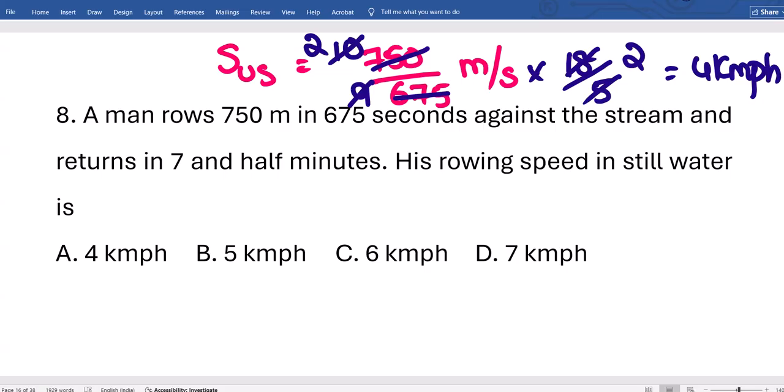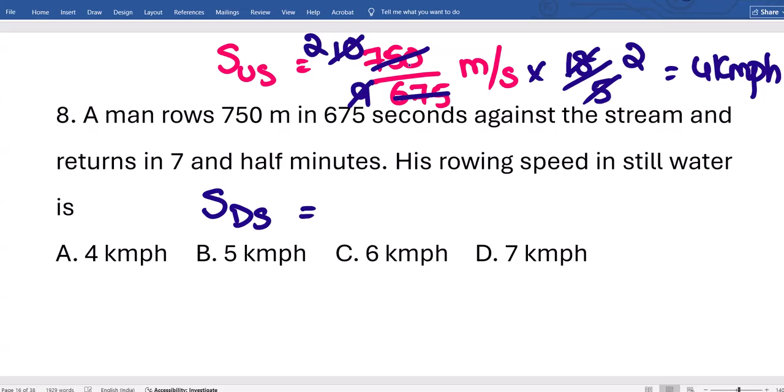750 is the distance, timing is 675 seconds. But this is meters per second. Answer expected in kilometer per hour. You need to do that conversion. That is why 18 by 5 came into the picture. Whereas return is nothing but downstream. Going upstream, return will be downstream. While going downstream, return should be upstream.